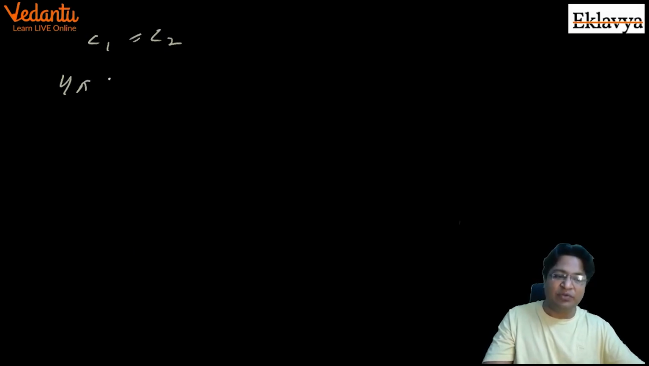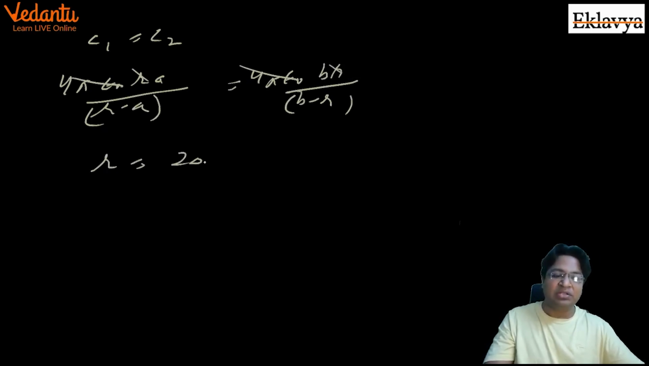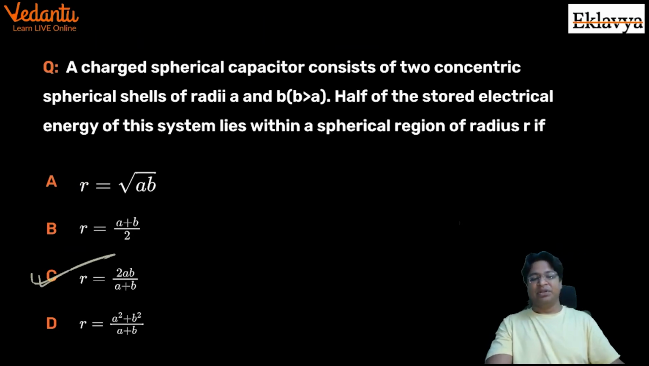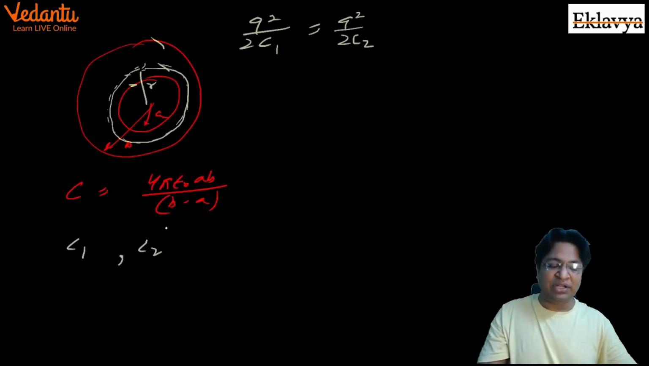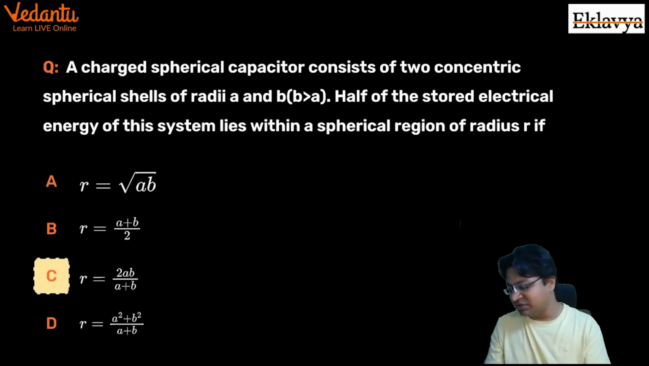C1 would be written as 4 pi epsilon naught RA upon R minus A, and C2 would be written as 4 pi epsilon naught BR upon B minus R. So you solve this equation to get the value of R. When you do that, you end up with R as 2AB upon A plus B. So that would be the right answer, option C. Did you understand how to do that? The key aspect was to know this formula and then to imagine that inner region as one capacitor and the remaining region as the other capacitor. If the two capacitances are equal, then the energy stored in these two regions will be equal, and that will give you C as the answer.